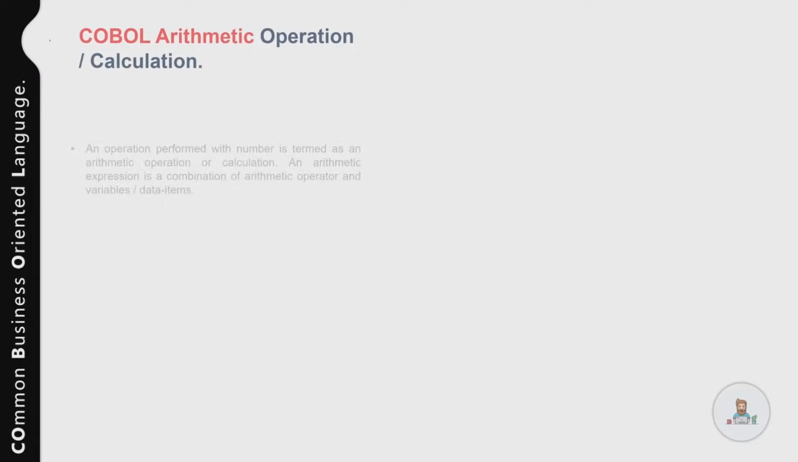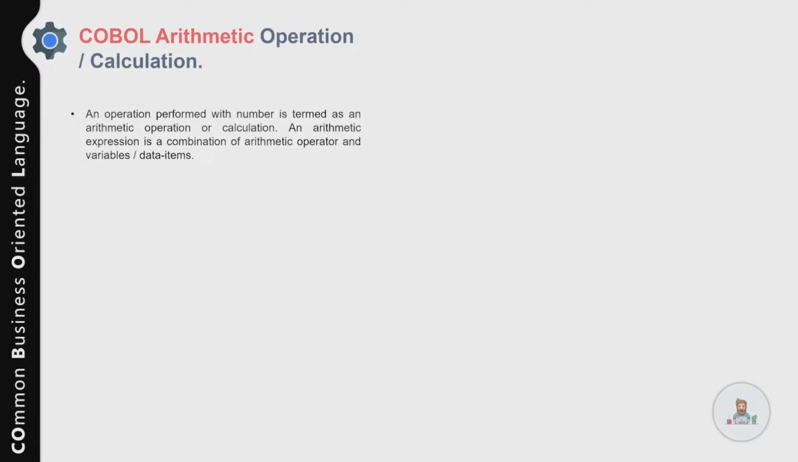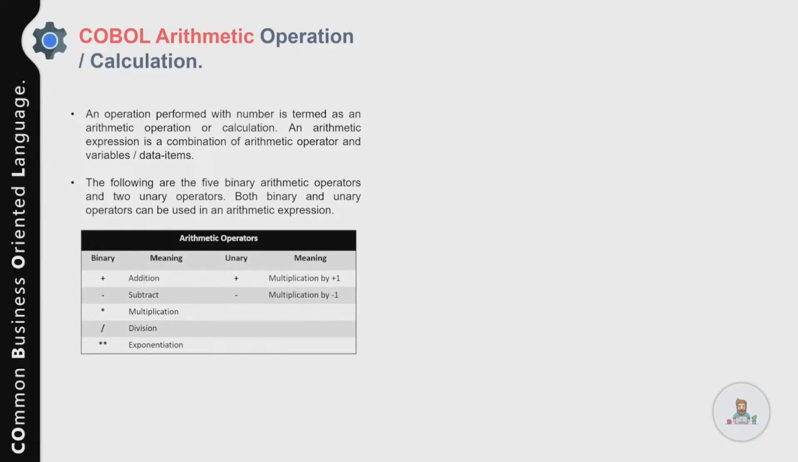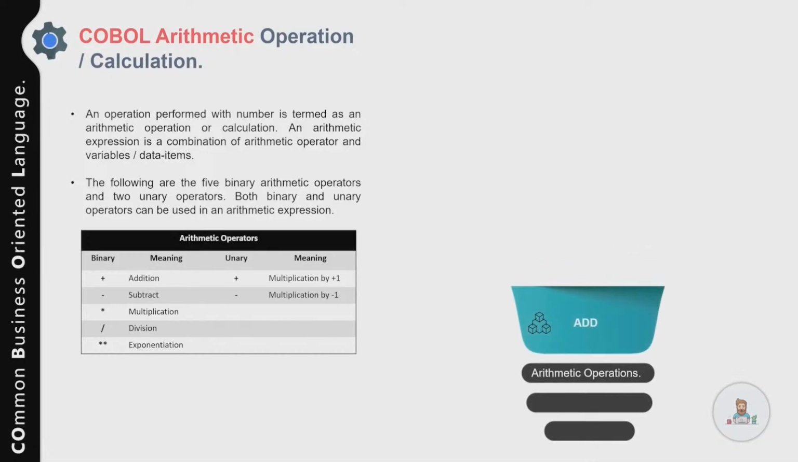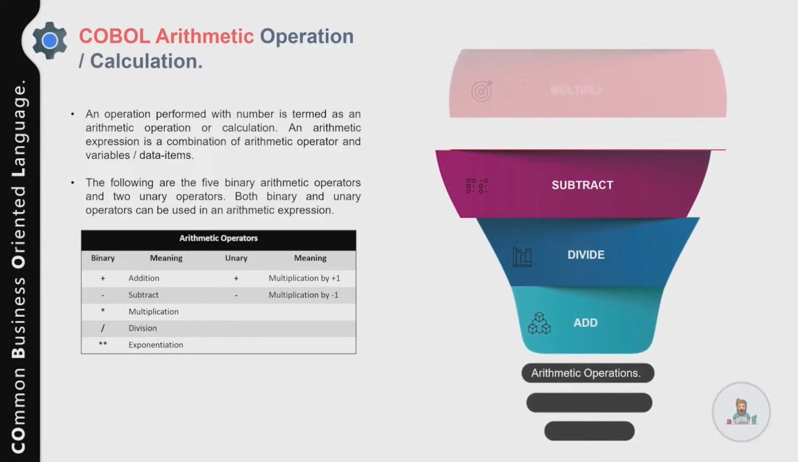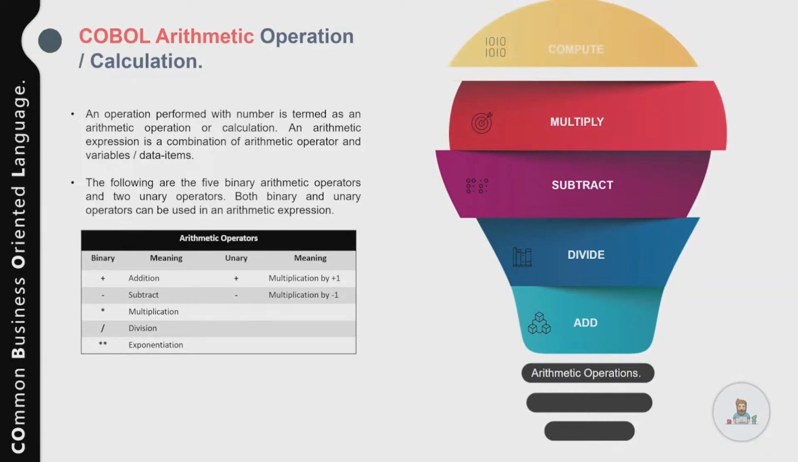So by definition, an operation performed with numbers is termed as an arithmetic operation or mathematical calculation. An arithmetic expression is a combination of an arithmetic operator and a variable or a data item. The following are the 5 binary arithmetic operators and the 2 unary operators. Both binary and unary operators can be used in an arithmetic expression. Now let's talk about all these operators one by one.